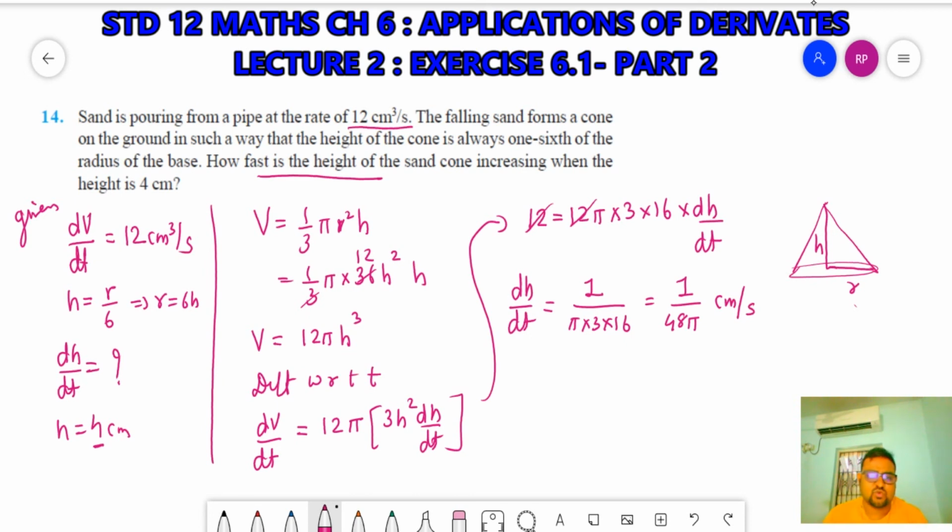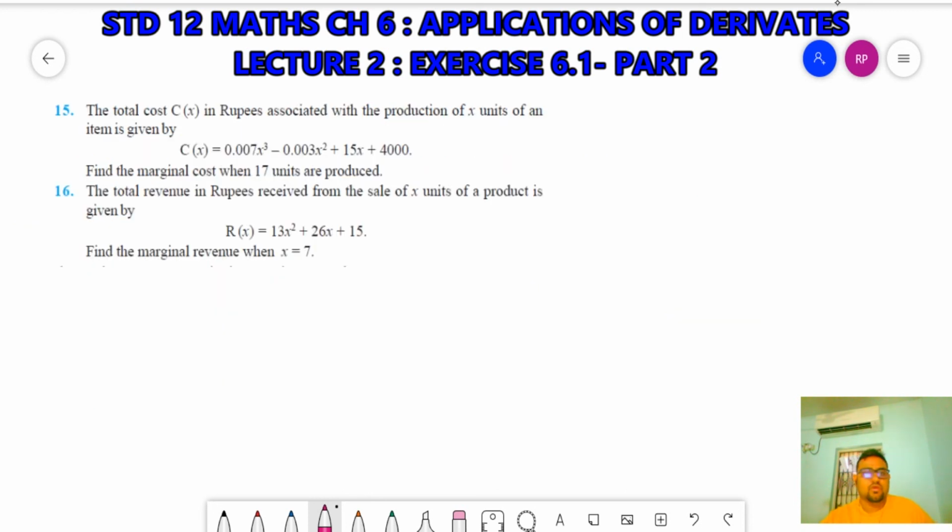Clear? So this was about question number 14. Note it down. Now let's move to the next question. Question number 15 and 16 both are similar. So one I will solve and another I will leave to you. So you have to solve it by yourself.